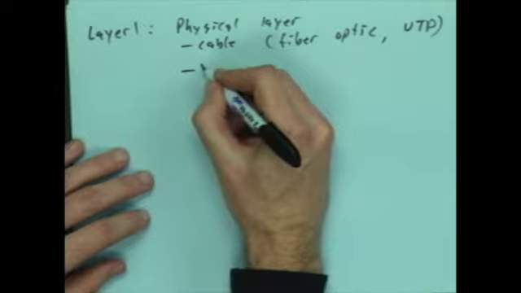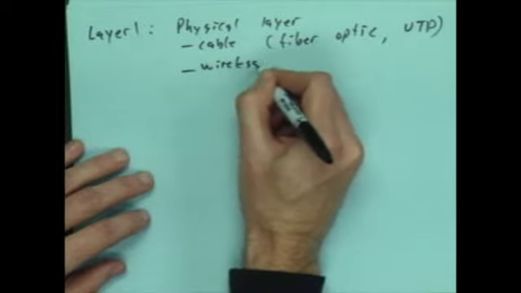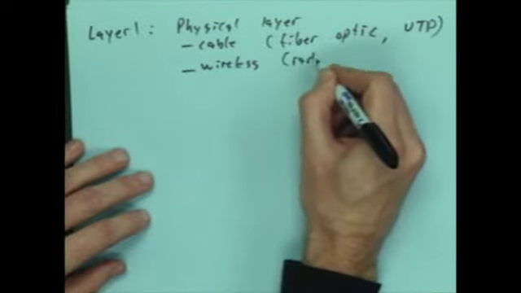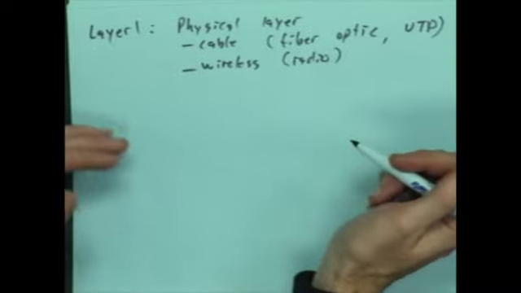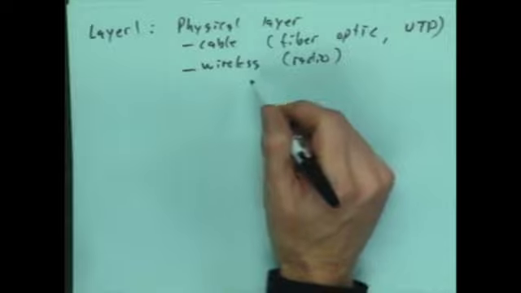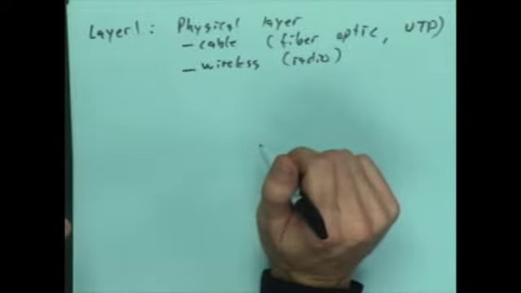We can have wireless here. That could be radio. Okay. There's other physical layer stuff. I mean, I can't see wireless, right? It's still, in networking, a physical layer thing.